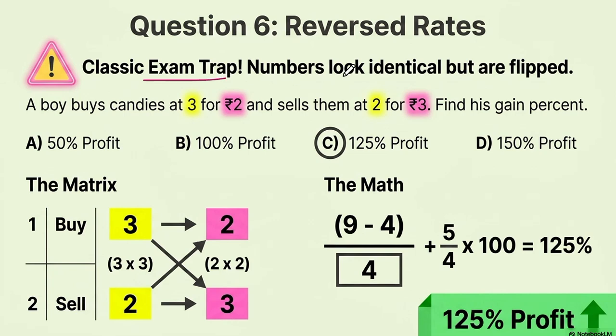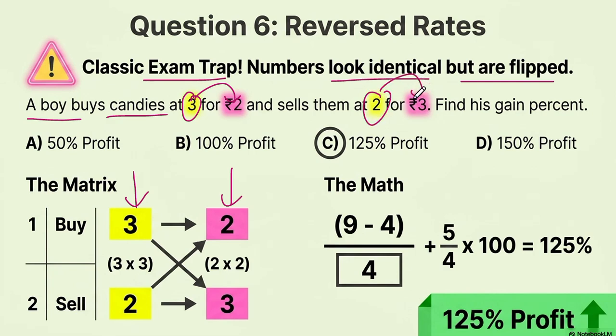The classic trap: numbers look identical but are flipped. So the question is like this. A boy buys candies at 3 for rupees 2. So quantity is 3, price 2, and sells them 2 for 3. There is no confusion because we are using this matrix trick. So quantity is 2 and price is 3. So do the cross multiplication. 3 3s are 9, minus 2 2s are 4, upon 4.